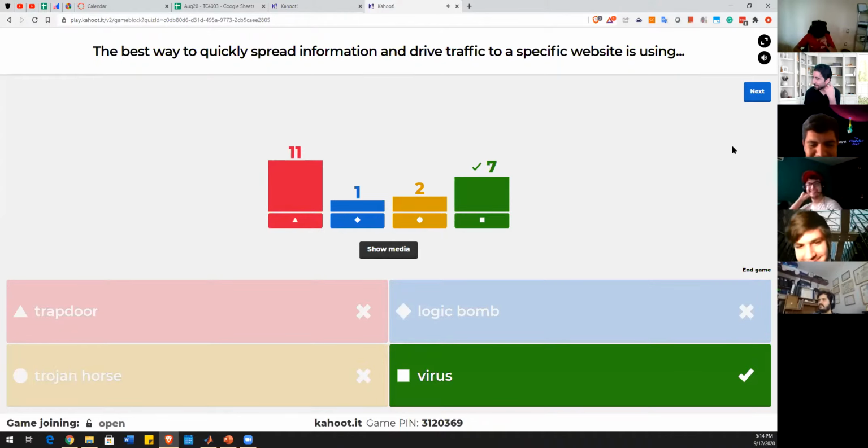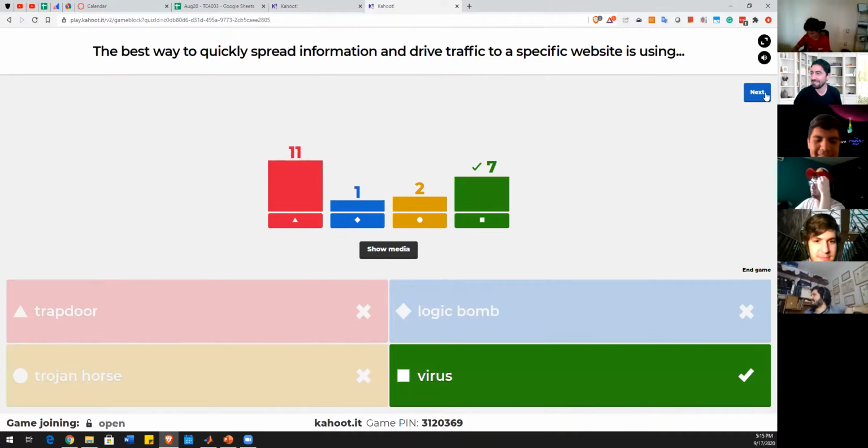You want trapdoors to be correct so badly, right? One day, trapdoor will be the answer. Someday, teacher, someday. But how can trapdoors spread information? Come on. How can trapdoors be the best way to quickly spread information and drive traffic to a specific website? No, sure, it's because when in doubt, trapdoor.